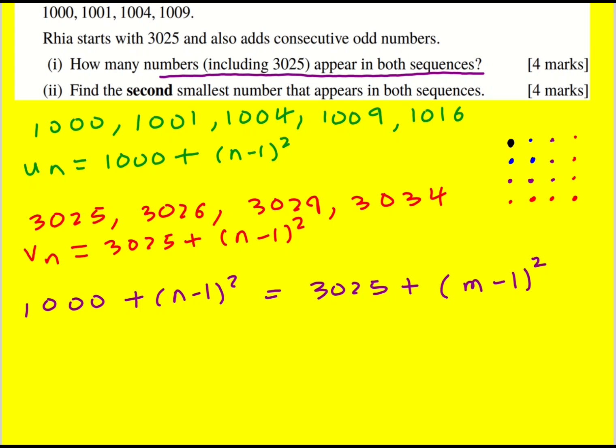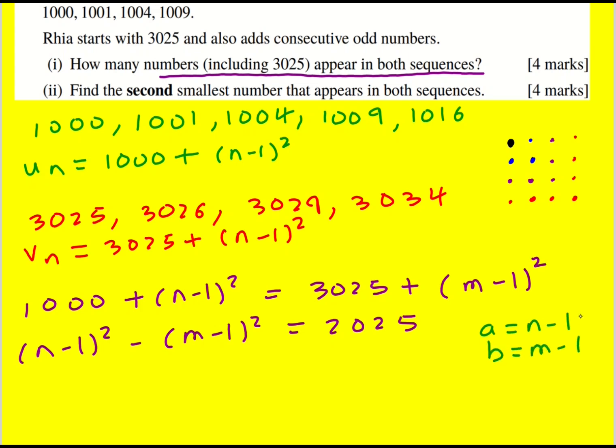This is what I'm going to try and solve. So then I can minus 1,000 and minus the (m minus 1) squared. So (n minus 1) squared minus (m minus 1) squared is going to equal 2025. That number's coming back into it. And what I'm going to do is now let a equal n minus 1 and b equal m minus 1. This just makes it a little bit nicer. So a squared minus b squared is going to equal 2025.